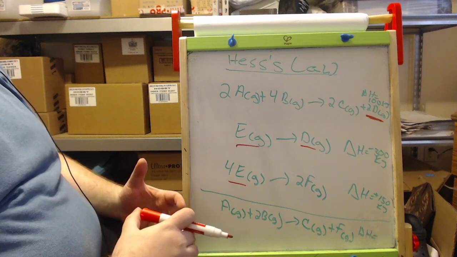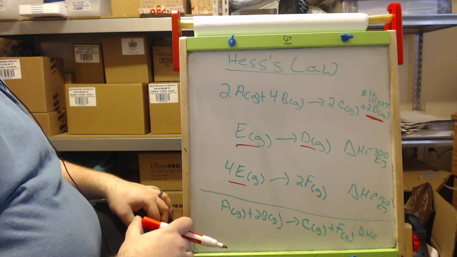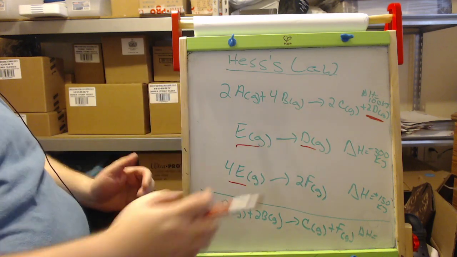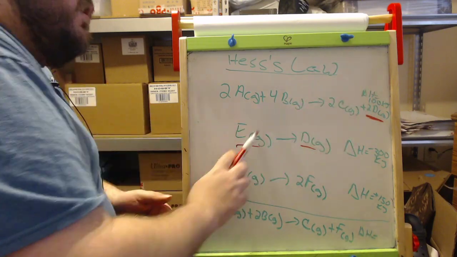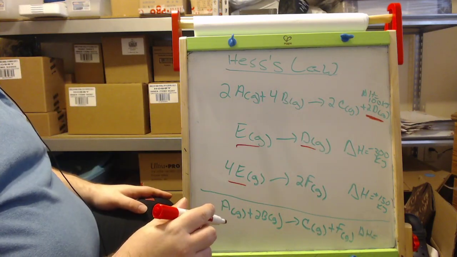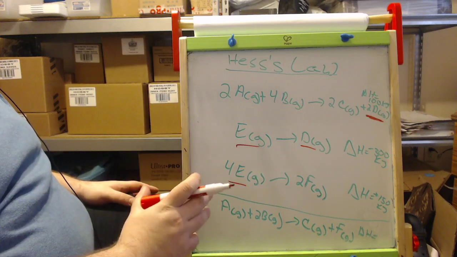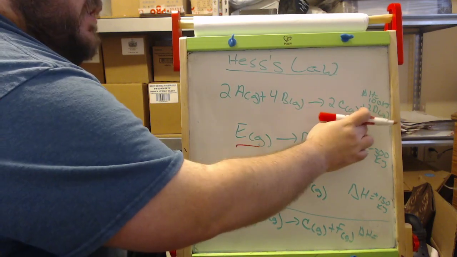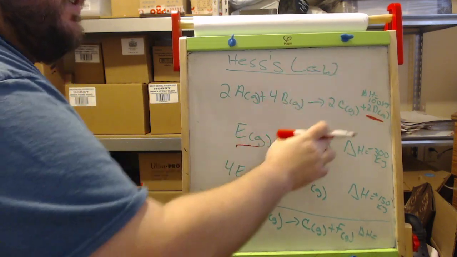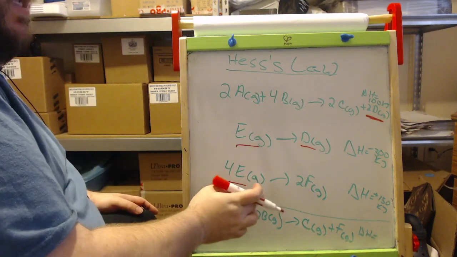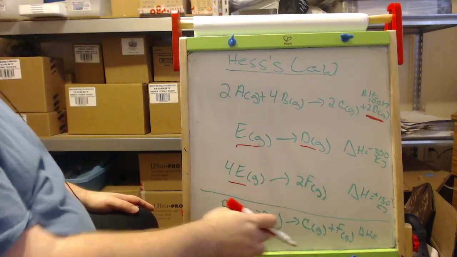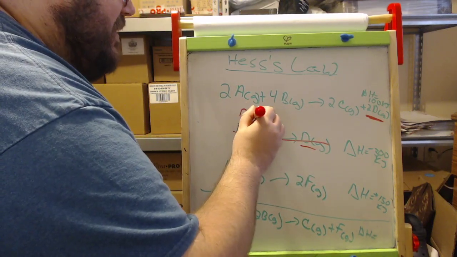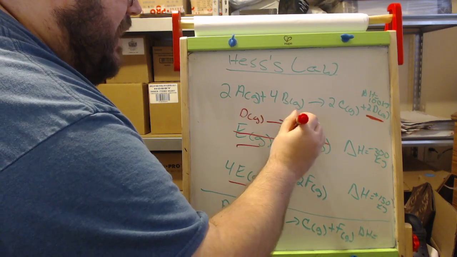So I need the D's to cancel out. Now, how do I cancel out in algebra? If they're on opposite sides of the equation, they'll cancel out. So to do this, the first thing I want to do is flip this equation. I can't flip this one, but hopefully the D's will cancel out because that'll screw all this up. And I can't flip this one because that'll screw this up from where I want it to be. So I'm going to flip this and rewrite it as D gas yields E gas.